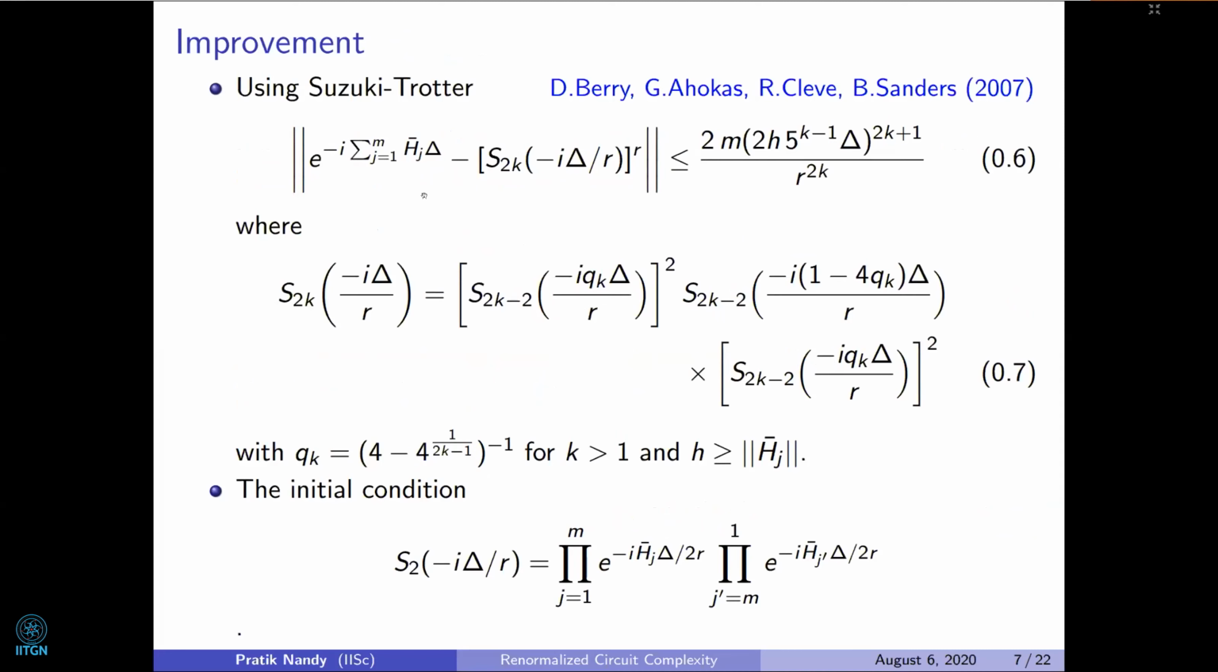So the last step, actually, we can improve by using the Suzuki-Trotter method, where this is the average unitary operator, and we want to approximate it using these S operators by the higher order integrators of the Suzuki-Trotter method. We start from a basic S2 given by this formula, and recursively we can build higher order S2k using this formula, and this will give us some error like this. And if we invoke this Suzuki-Trotter formula, we can.